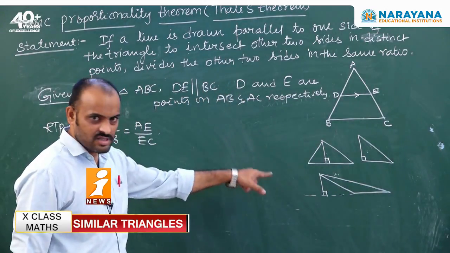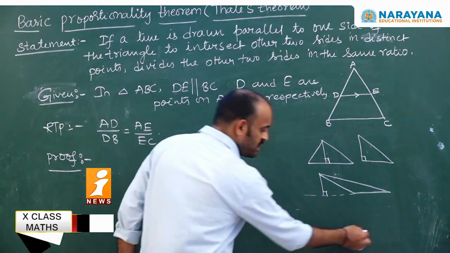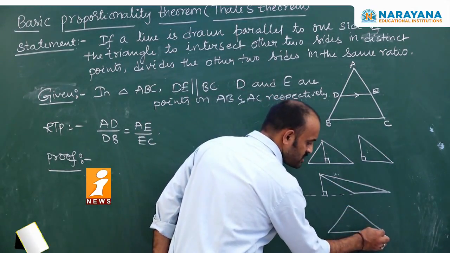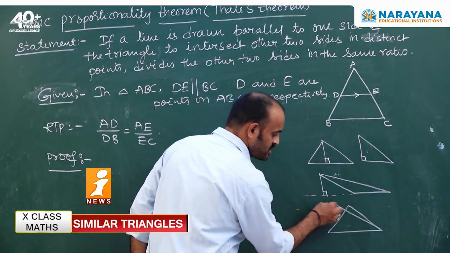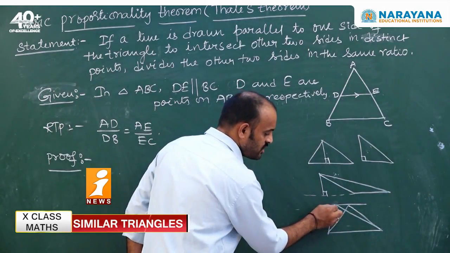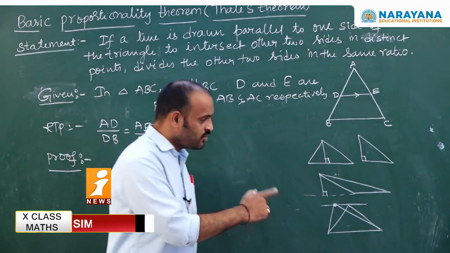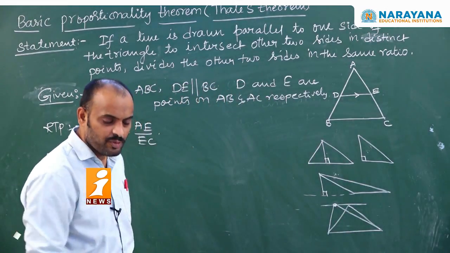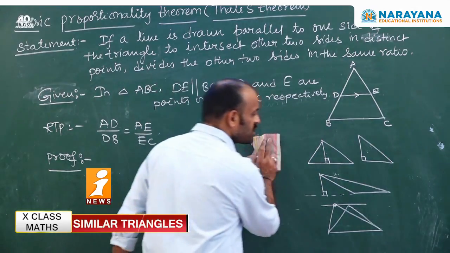So using this concept, and triangles on the same base and between the same parallels having equal areas, using these three concepts, we are going to prove this basic proportionality theorem.